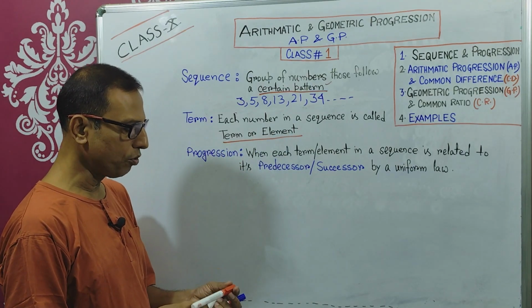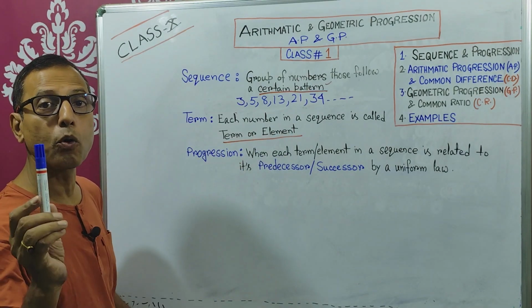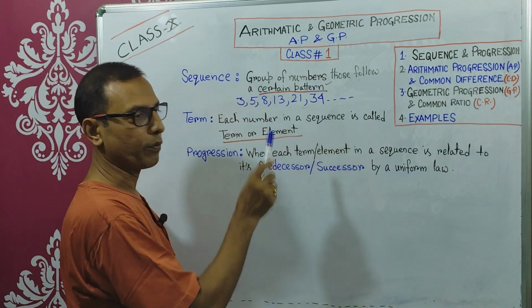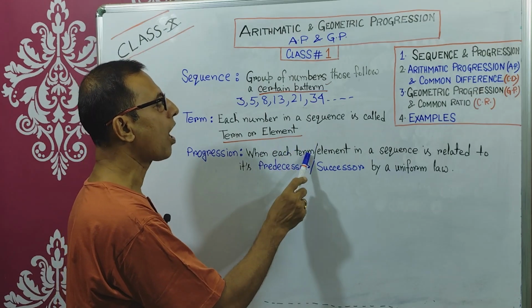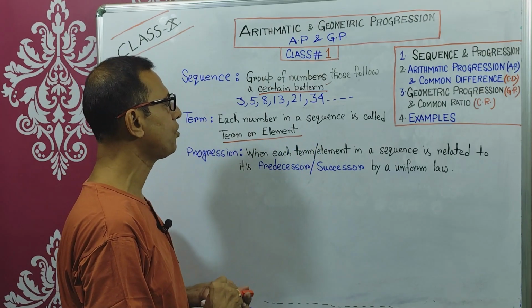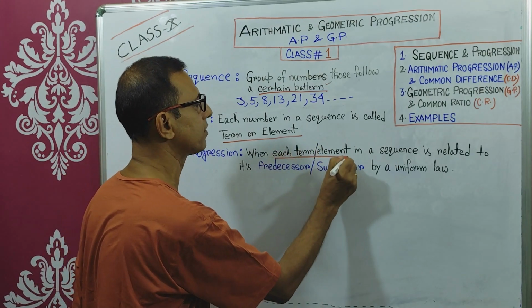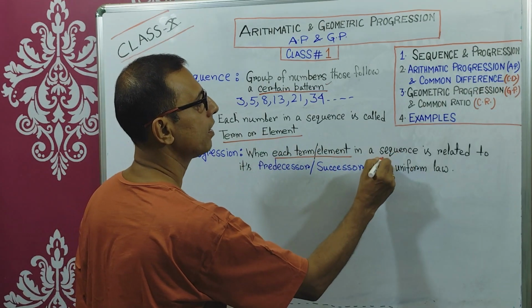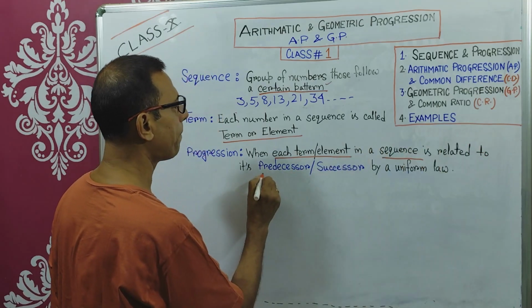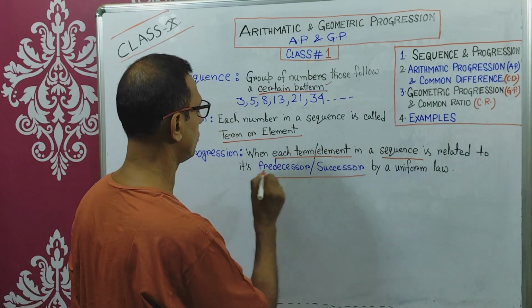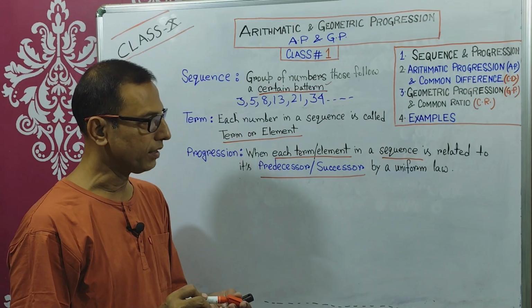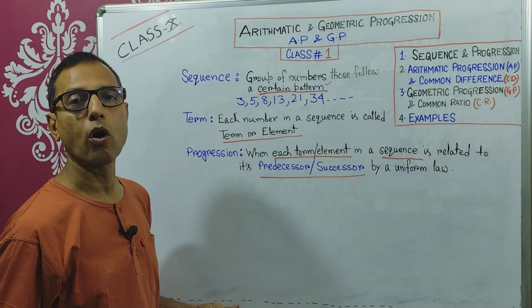Now we are coming to progression. What is progression? In the first two examples I gave for sequence, each term or element in a sequence is related to its predecessor and successor by a uniform law. That is called a progression.